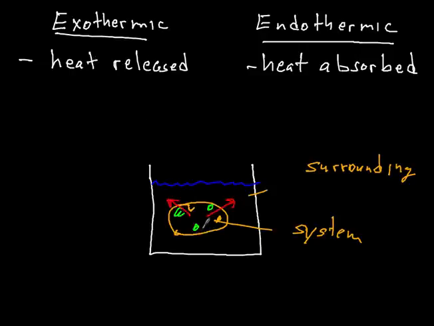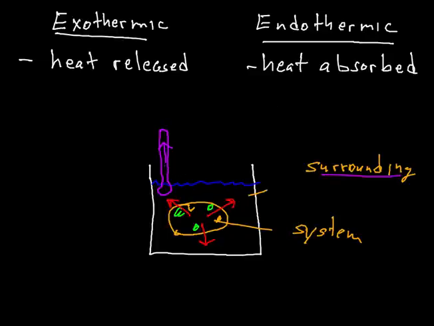In this case, the immediate surroundings would be the water surrounding the chemical particles. And so as this reaction proceeds, if we have a thermometer in our solution, the water is absorbing the energy from the system, and the water temperature is going to rise. It's going to go up. So in an exothermic reaction, the surroundings get warmer.